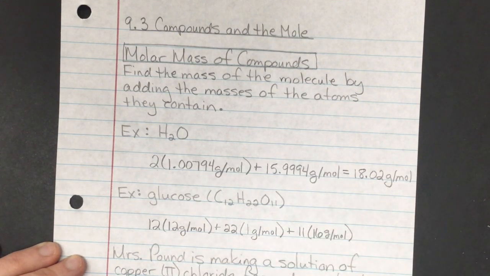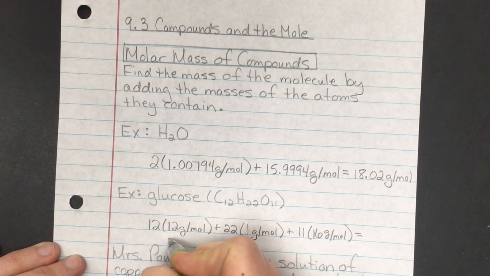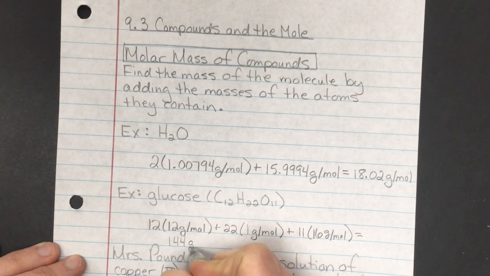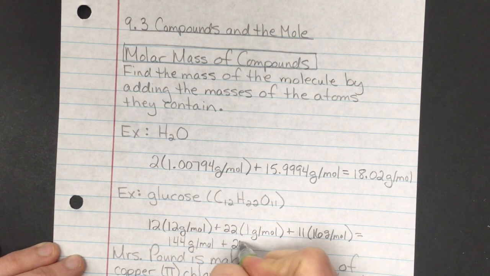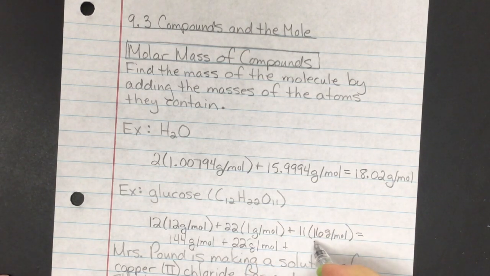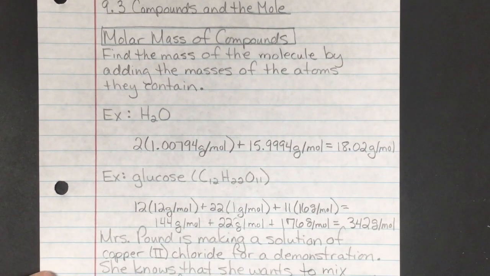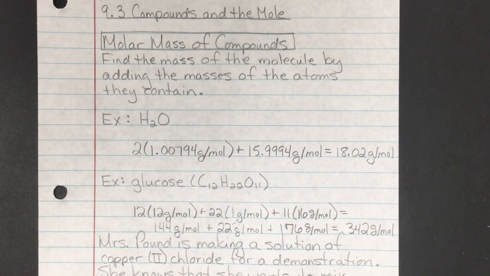And so when I add up these numbers, 12 times 12 is 144 grams per mole, plus 22 grams per mole, plus 11 times 16 is 176 grams per mole. I get 342 grams per mole. Okay, so that is how you do a problem like that.